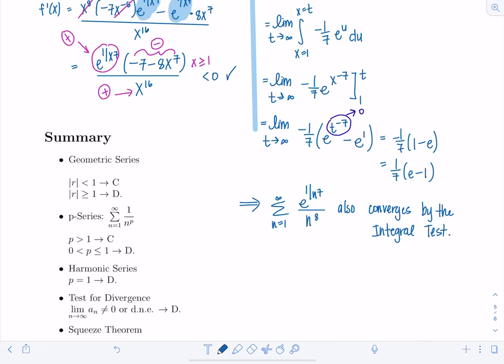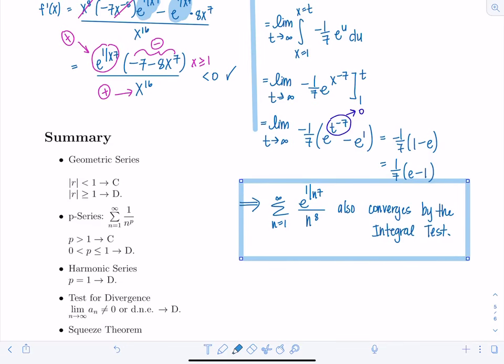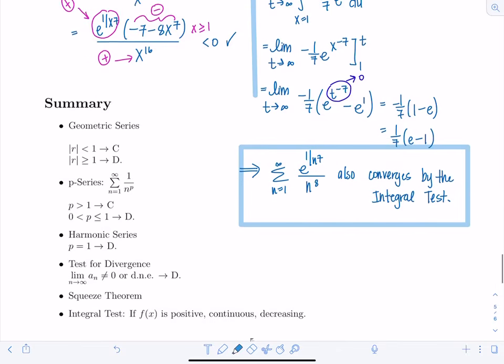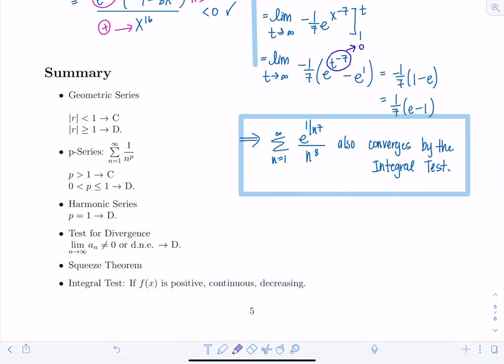Okay, nice job. Now to summarize what we've covered thus far in the chapter, take a look over here on the left. And we've gone over geometric series in our previous lessons. Remember, if the common ratio is less than 1, the series converges. If the common ratio is greater than or equal to 1, it diverges. P series, we've looked at P series today. If P is greater than 1, the series converges. If P is between 0 and 1 inclusive, it diverges. Harmonic series is a P series where P equals 1.